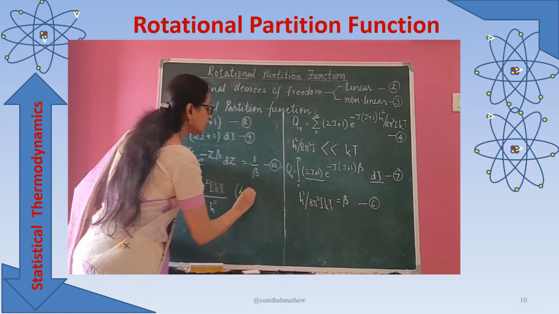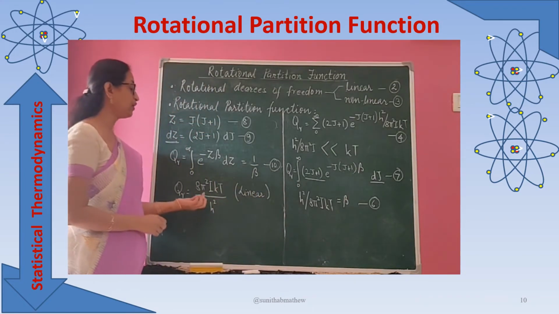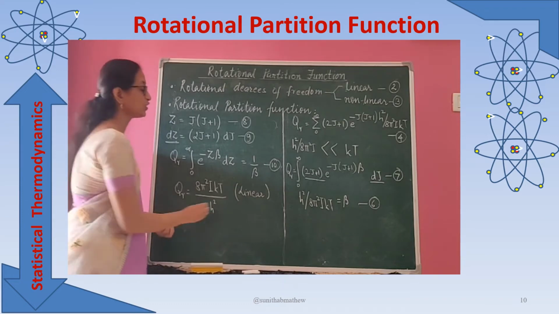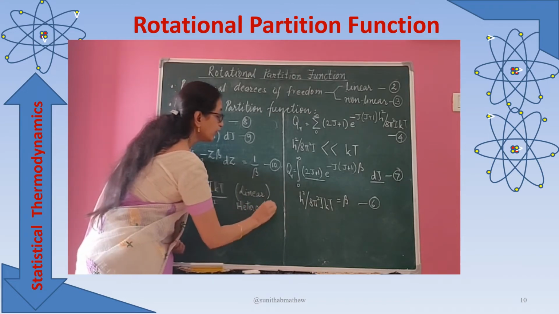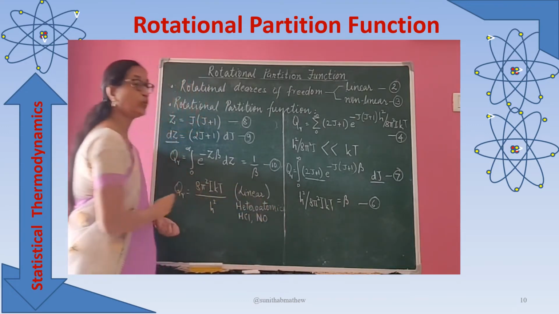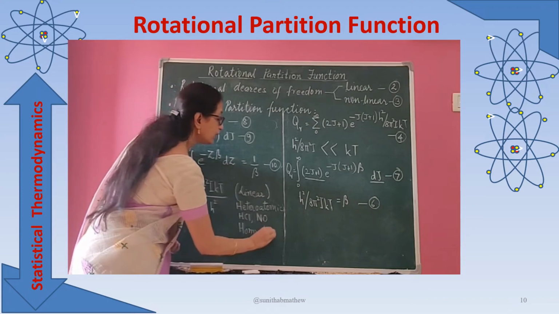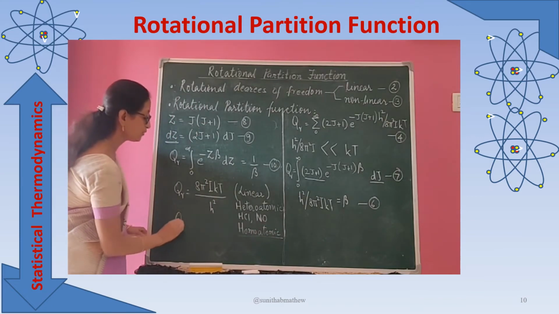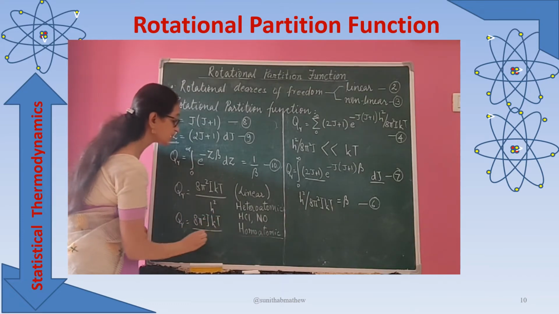For all the linear molecules, whether it is diatomic or polyatomic, this equation will apply, where I is the moment of inertia, k is the Boltzmann constant, T is temperature, and h is Planck's constant. This equation is valid, in case of diatomic molecules, only for heteroatomic molecules like HCl, NO, etc. In case of homoatomic, only half of this will be thermally accessible. That means for homoatomic, this equation becomes 8 pi square I kT upon 2 h square. Only half of this will be thermally accessible.